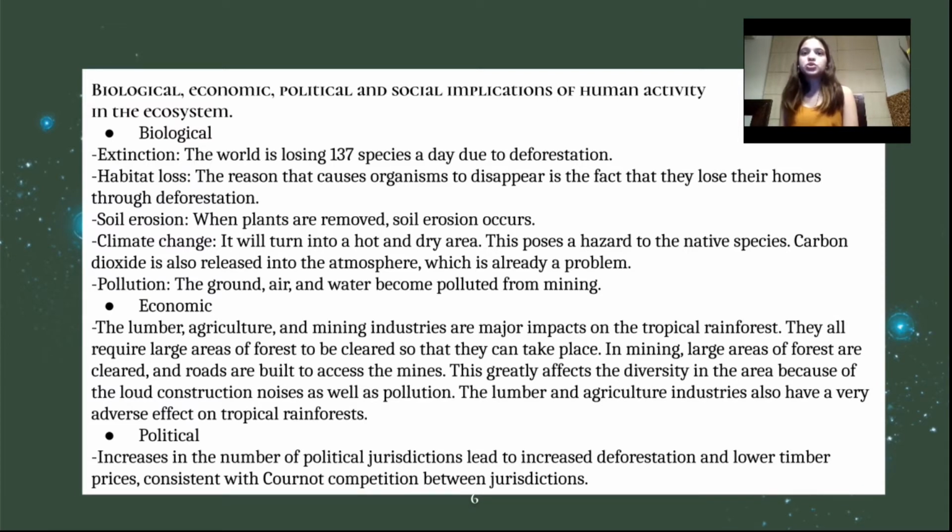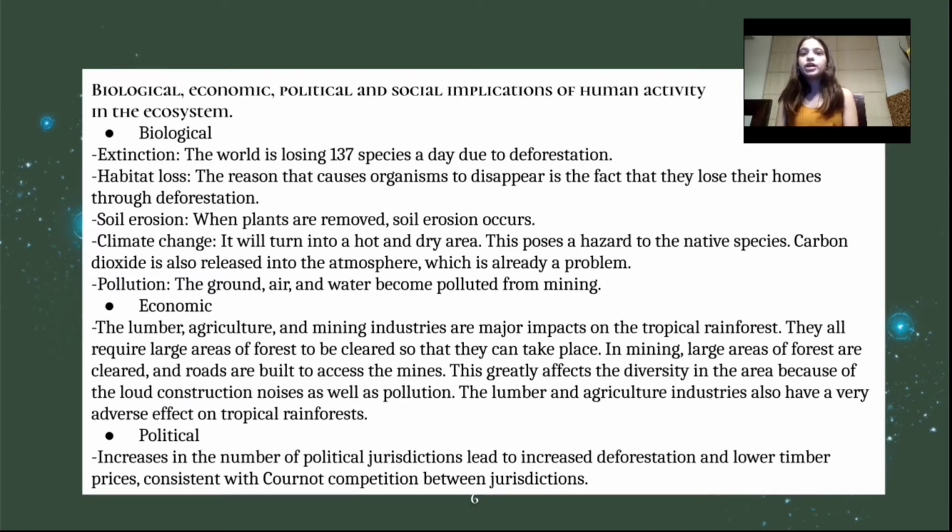Soil erosion. When plants are removed, soil erosion occurs. Climate change. It will turn into a hot and dry area. This poses a hazard to the native species. Carbon dioxide is also released into the atmosphere, which is already a problem. Pollution. The ground, air, and water become polluted from mining.